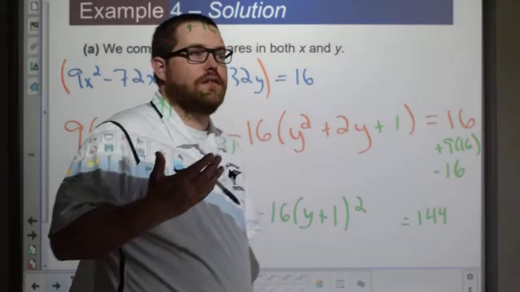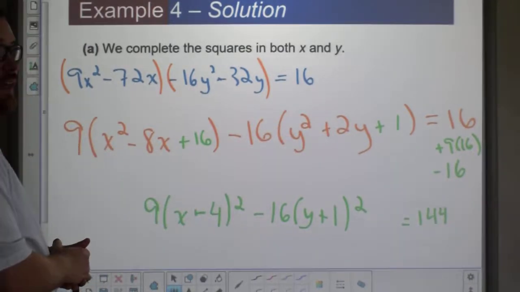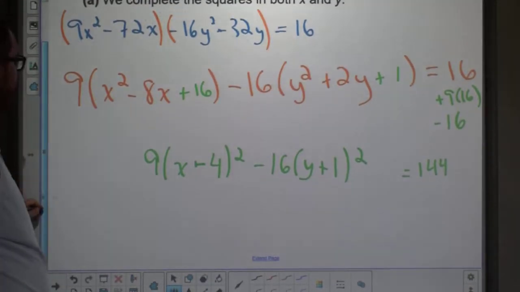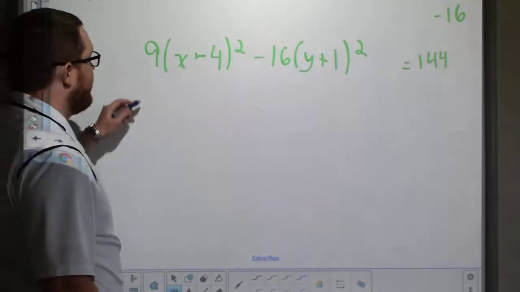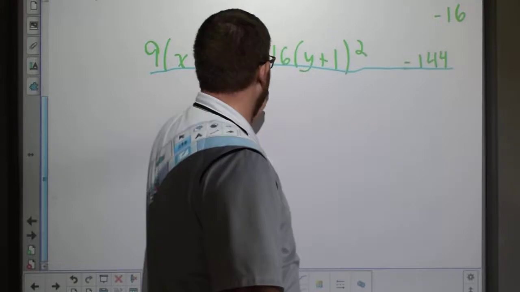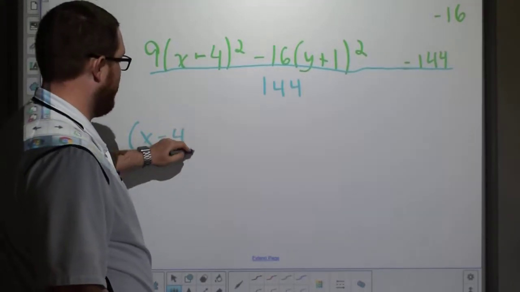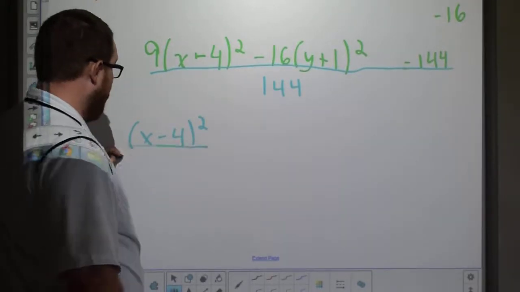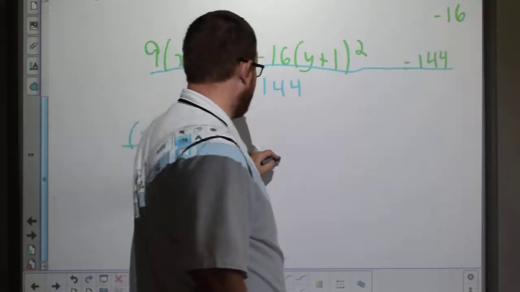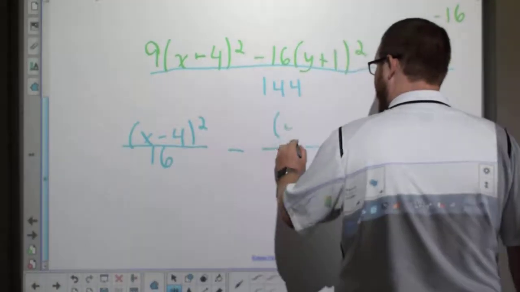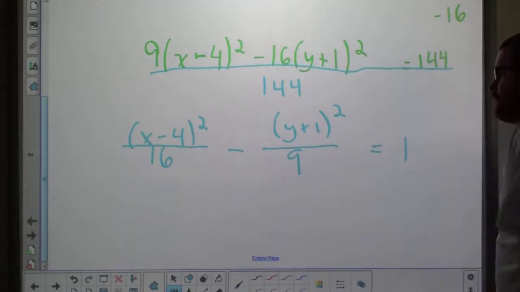But even this isn't the standard form yet. This is just completing the square. What does a hyperbola or any of these have to be equal to? Hyperbolas or ellipses have to be equal to 1. So I'm going to divide everything by 144. And now I've got x minus 4 quantity squared over 16, because 144 divided by 9 is 16, minus, that's how I know it's a hyperbola, y plus 1 quantity squared over 9 equals 1.